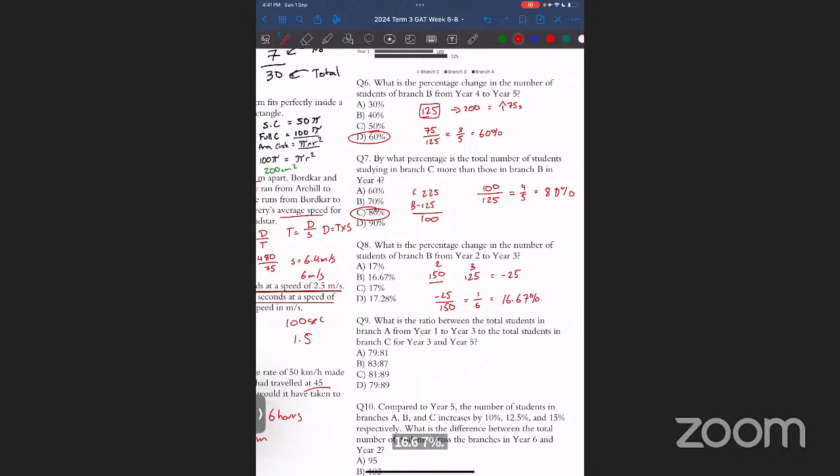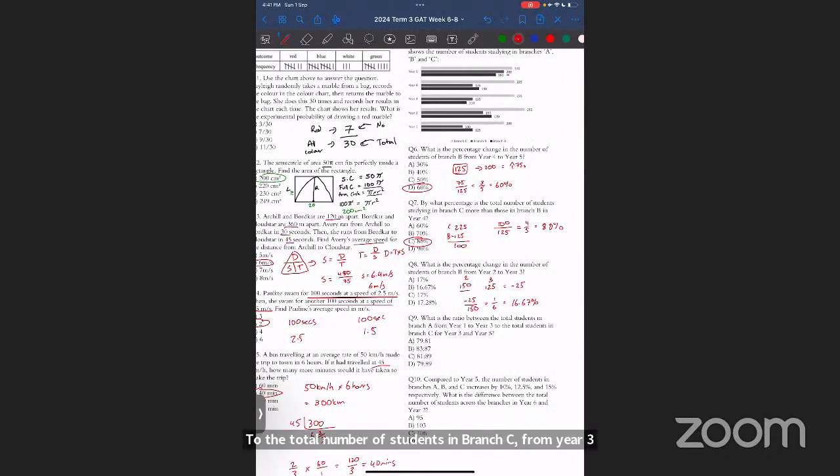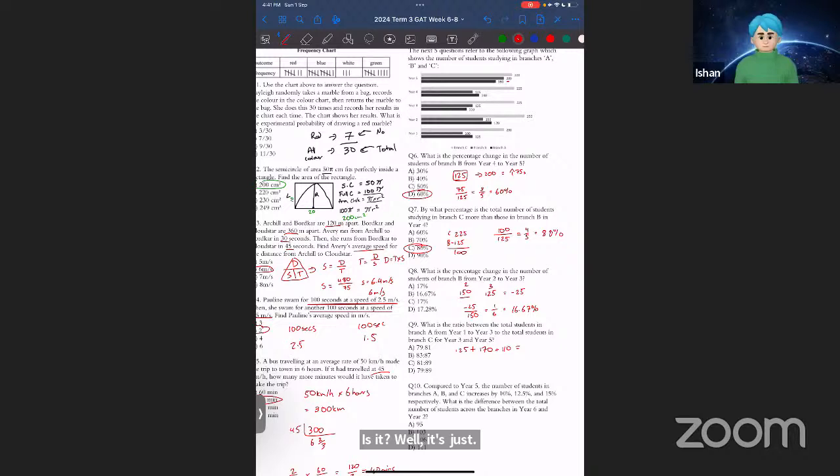Question number 9. What is the ratio between the total students in branch A from year 1 to 3 to the total number of students in branch C from year 3 to 5? So if you add up the total number of students, which is 125 plus 170 plus 110, you get 295.